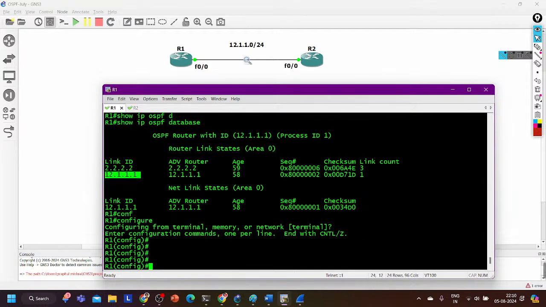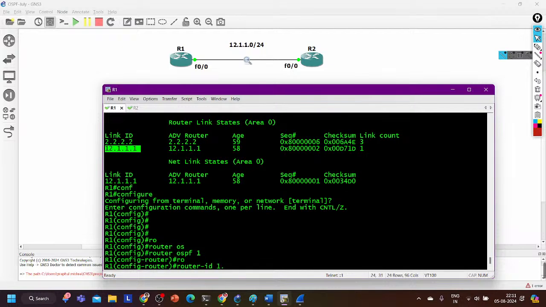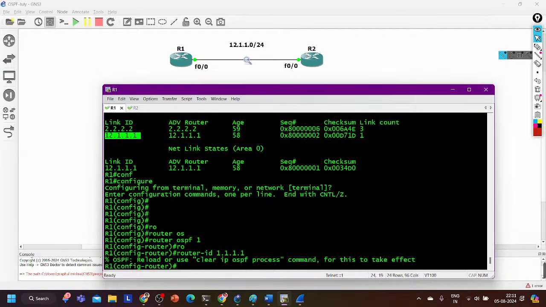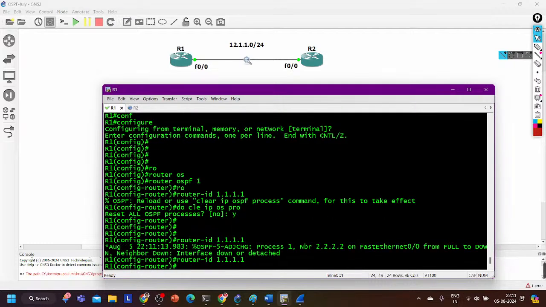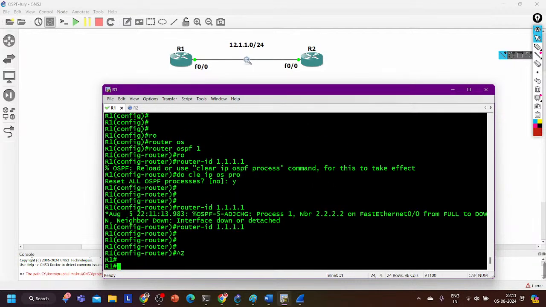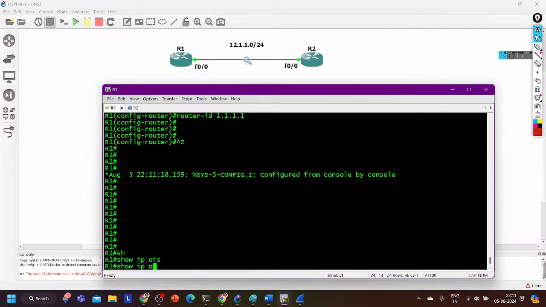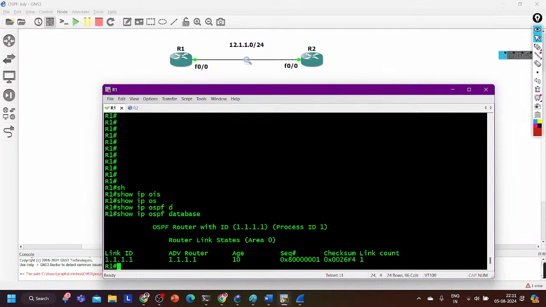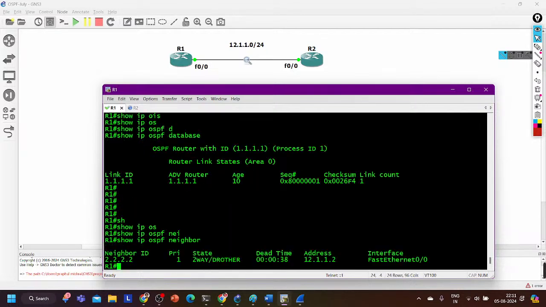If you want to configure it here, simply say router OSPF 1, router ID 1.1.1.1, but I can't. The reason is router 1 has already shared its database to router number 2. So do clear IP OSPF process. I have broken the neighborship and then I am going to say router ID 1.1.1.1. Now it will set router ID 1.1.1.1. So show IP OSPF database. Just wait, soon it will form neighborship. So show IP OSPF neighbor.